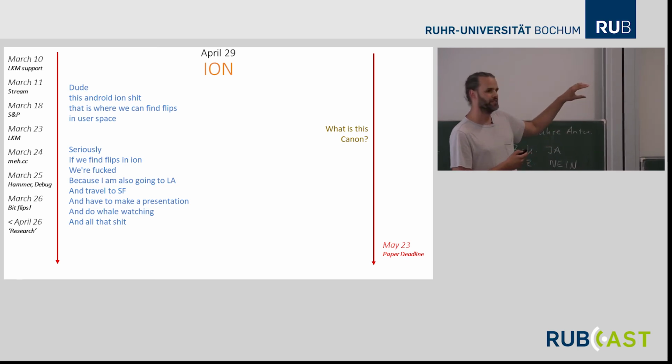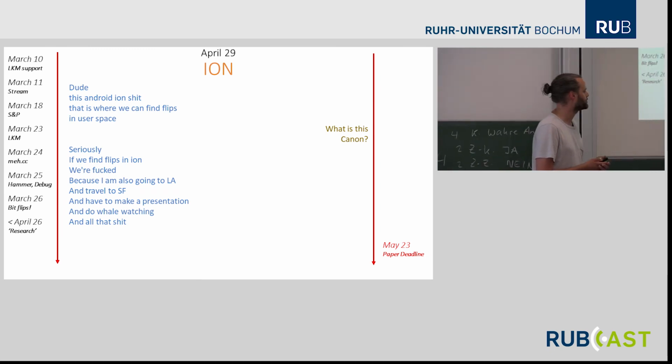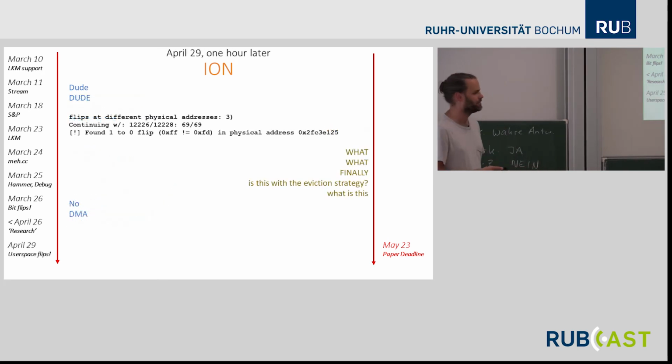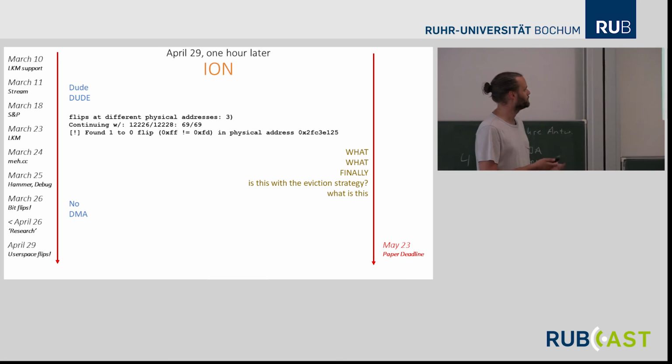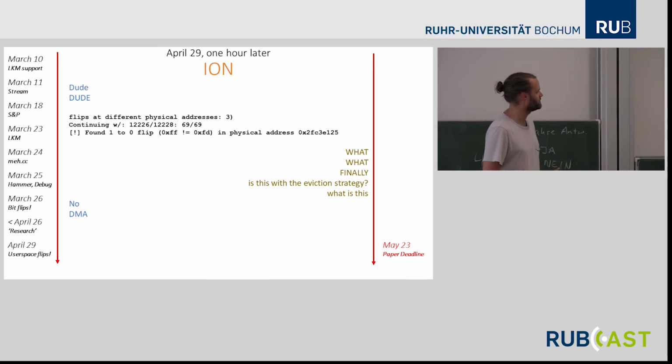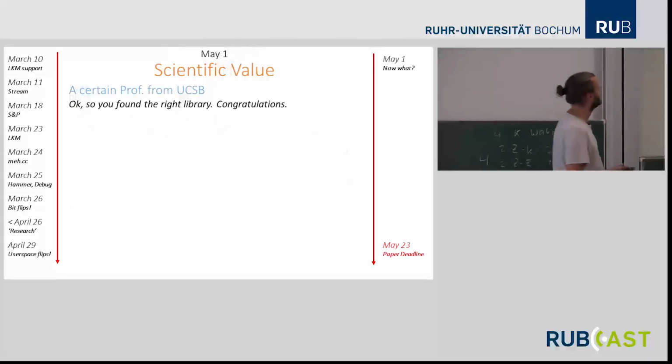So if we find bit flips with this, that means we also have to do the entire attack afterwards, right? And we only had, well, less than a month, so better not work. Well, of course it works. I was flipping bits. Kabe was happy. Is this with the eviction strategy? No, it's with Ion DMA.